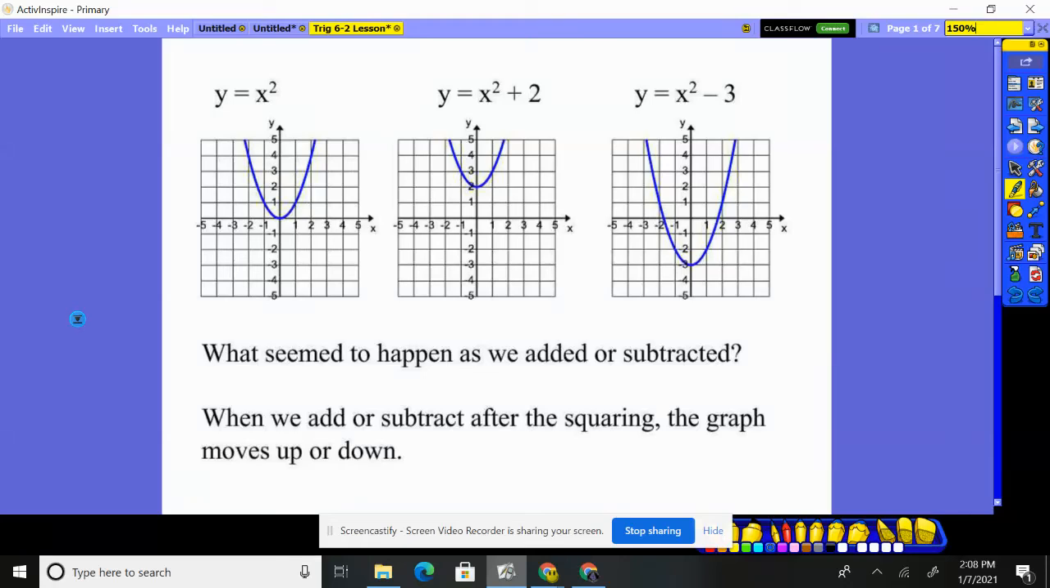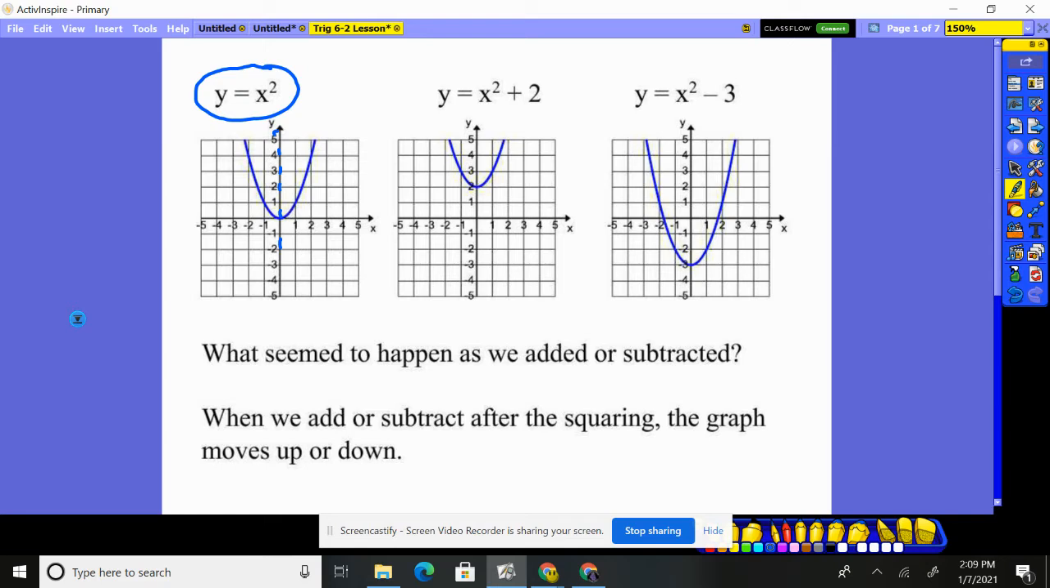Alright, let's look at what we call parent graphs. Now, this right here, y equals x squared, would be a parent graph. And we're going to look at what happens. It is a basic parabola. It swings down, hits at the origin, (0, 0), swings back up. Notice it's symmetrical, perfectly down through the center there. So that's the parent graph of y equals x squared.